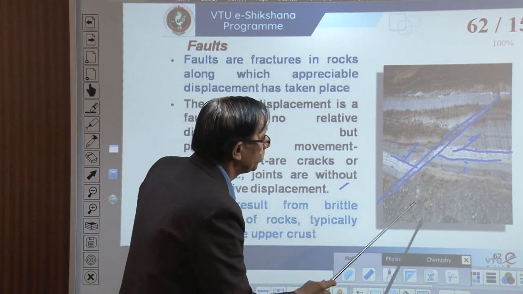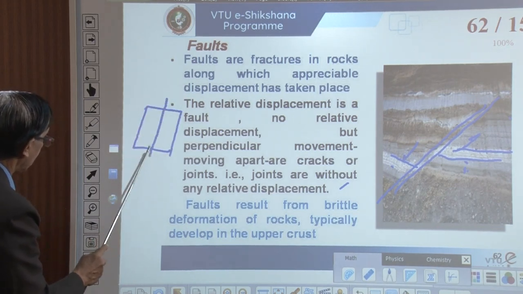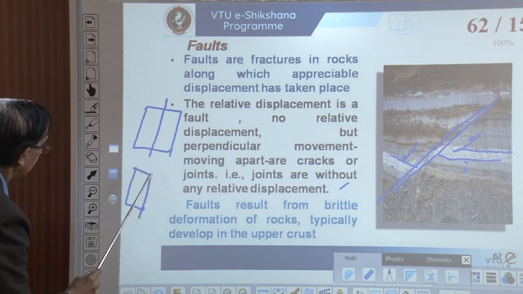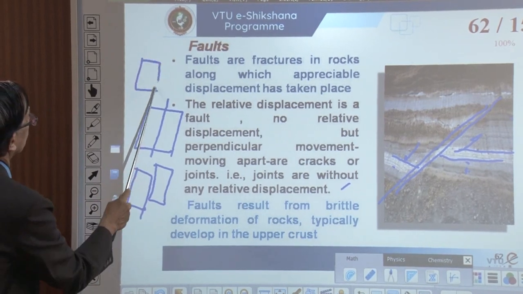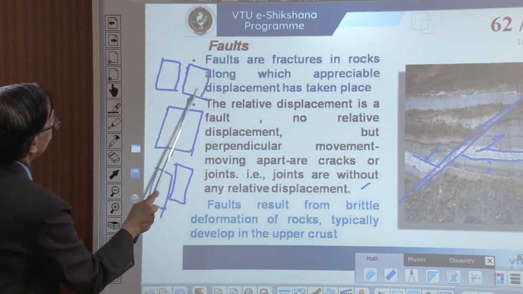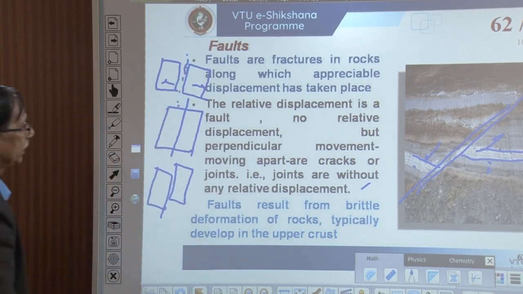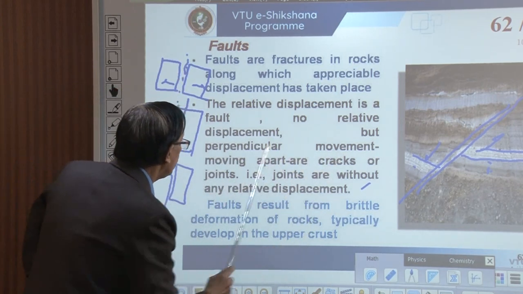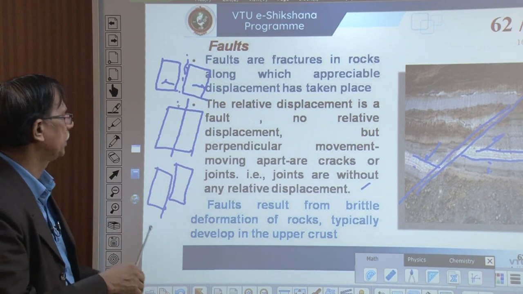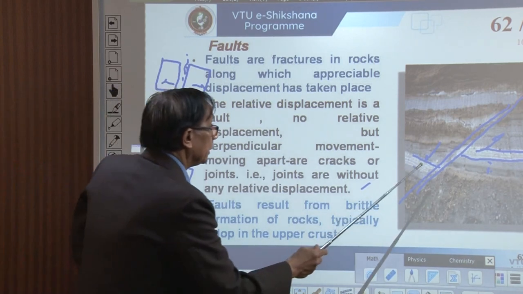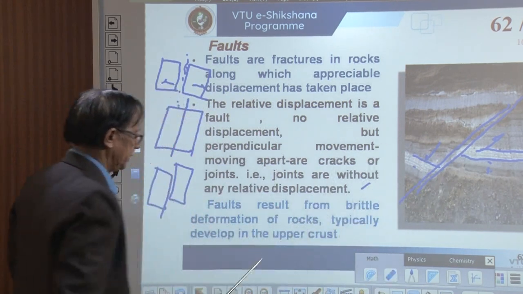If there is no relative displacement, then, for example, this is the rock, and there is a crack. After the crack, rocks have moved like this, relative displacement. Or after the crack, rocks have not moved with any relative displacement, but they have moved perpendicular to the plane of the crack, moving apart. Then it is called a joint or fracture or a crack, whatever it is. Therefore, what distinguishes faults and joints is the relative displacement.